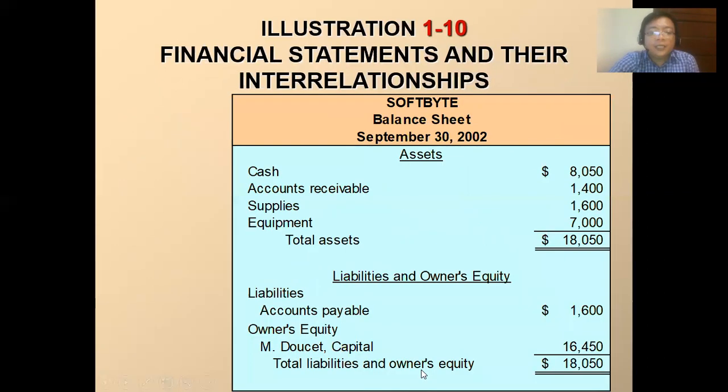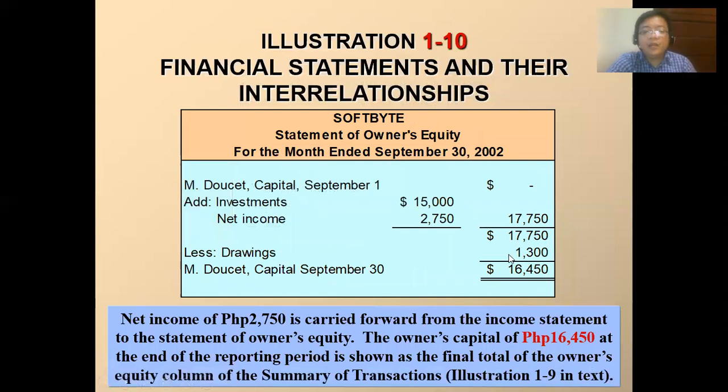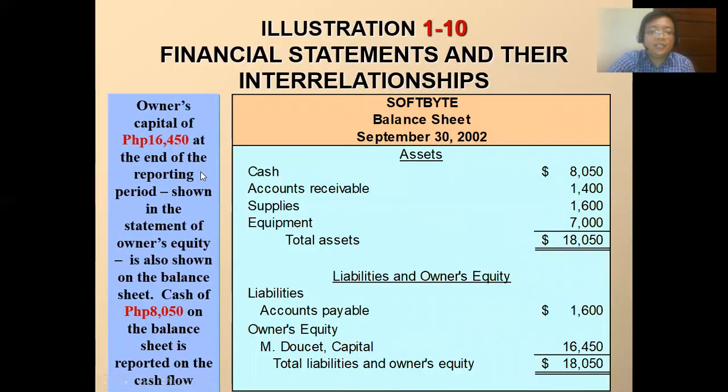And you have also the balance sheet. So same as kanina, you get the cash, the ER, the supplies. As you notice, di ba? Nasa baba yung balance ng cash, ng ER, ng supplies, ng equipment. So just put all of them in the balance sheet. Plus, please take note of the owner's equity. It should be 16,450. Saan to galing? Di ba ito yun? Kasi yung iba, baka ilagay pa din ang 15,000. No. The answer now is 16,450.